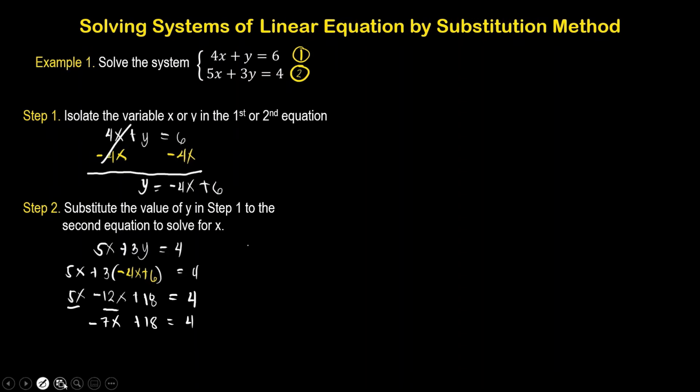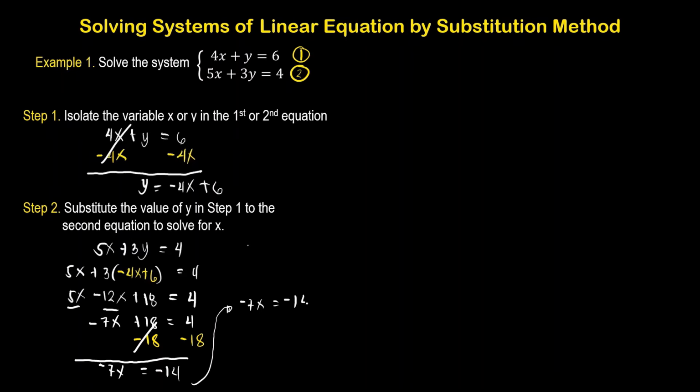And of course, we use addition property of equality here. So, we need to isolate the x. So, we need to add both sides by negative 18. And this gives me negative 7x, of course, this is cancelled, is equal to, of course, 4 minus 18 is equal to negative 14. So, lagay natin dito, so we have negative 7x is equal to negative 14.